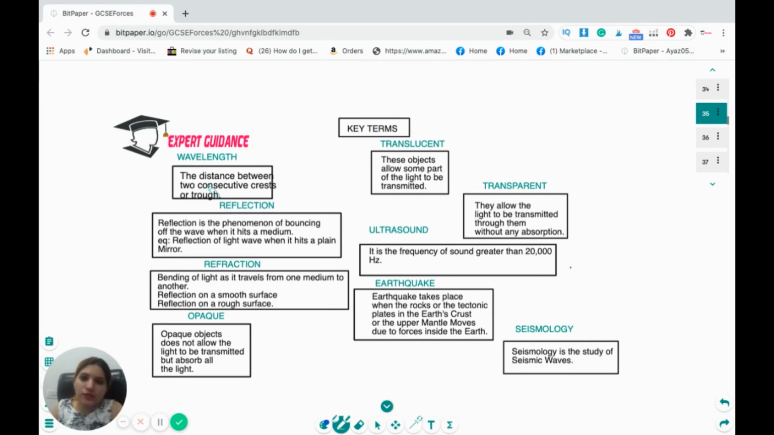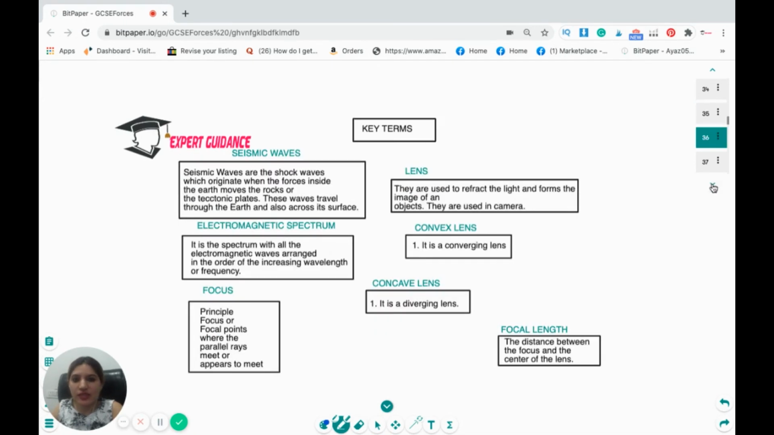Wavelength is the distance between two consecutive crests or troughs. Reflection is the bouncing of light. Refraction is the bending of light. Opaque do not allow light to be transmitted. Translucent allows some light to be transmitted. Transparent allow all the light to be transmitted. Ultrasound has a frequency of sound greater than 20,000 hertz. Earthquake takes place when the rocks of the tectonic plates in the Earth's crust or the upper mantle move due to the forces inside the Earth.